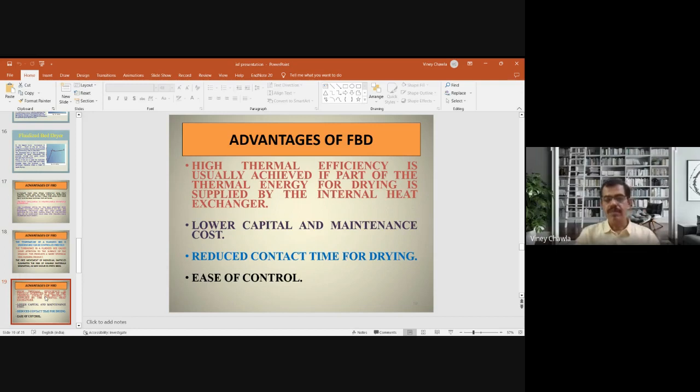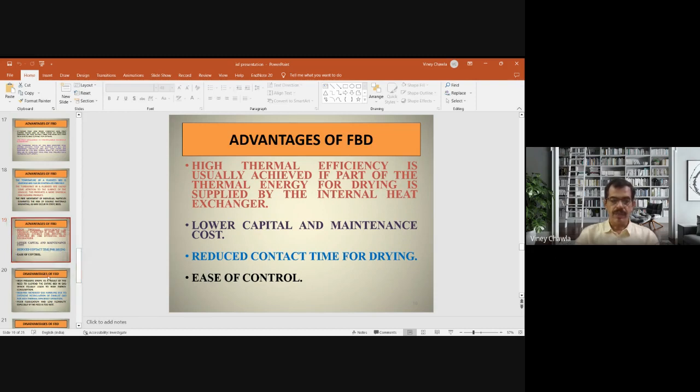High thermal efficiency is achieved. So that means we can recirculate part of the heated air to achieve high thermal efficiency. There is lower capital and maintenance cost, reduced contact time for drying, therefore thermolabile materials can easily be used, and this equipment is easy to control.